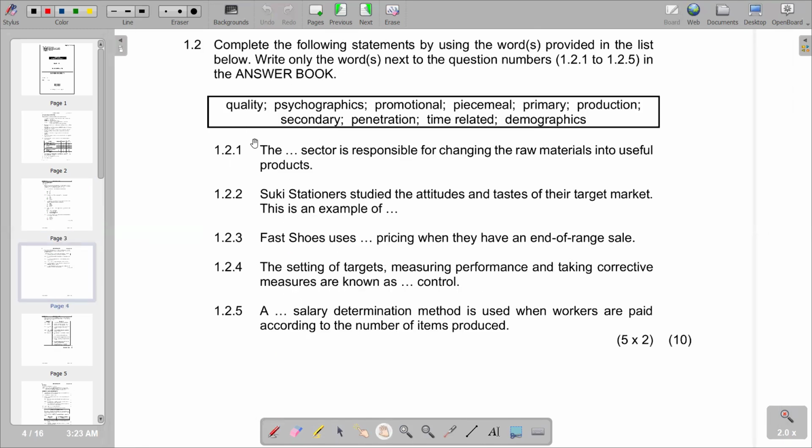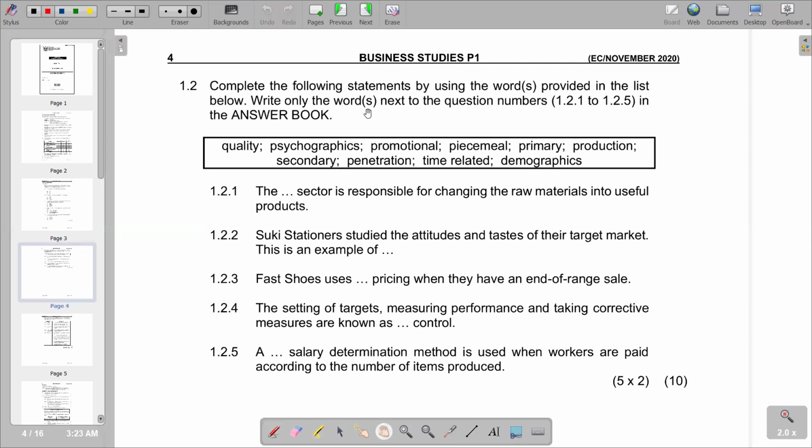We are now on 1.2, which reads, complete the following statements by using the word or words provided in the list below. Write only the word or words next to the question numbers, that is 1.2.1 to 1.2.5 in the answer book. So we are given a list of terms, and we need to fill in the sentences that we are given below.